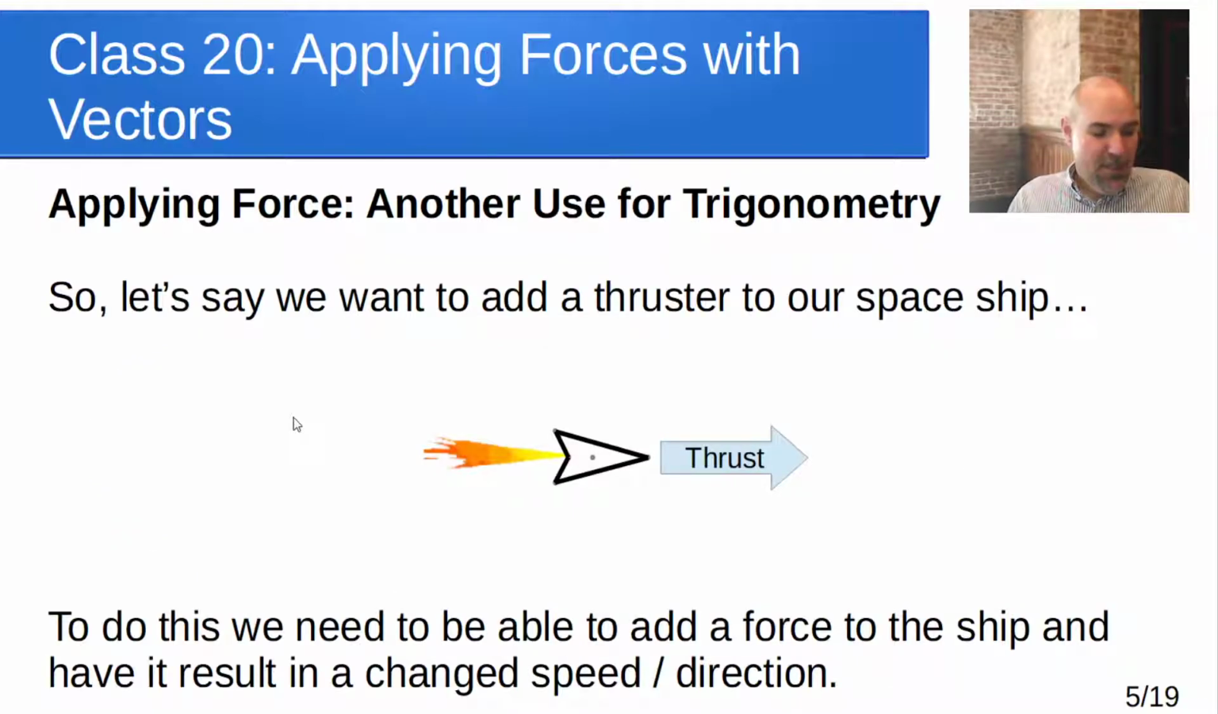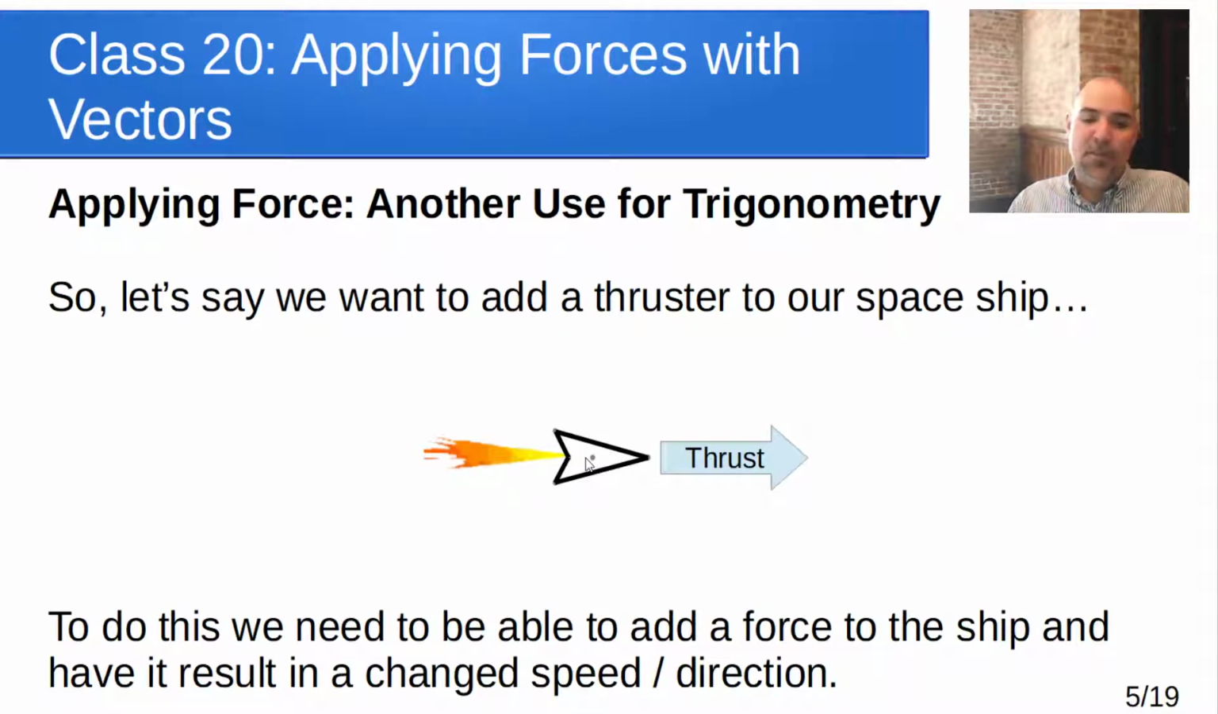Okay, so here's the idea for what we're going to do today. We want to apply a force, which is just another application of the trigonometry we already know. We have this spaceship, and we want it to produce a thrust force, which is going to thrust it in the direction toward the nose. While the thruster is on, we're applying a force in the direction that the ship is facing.